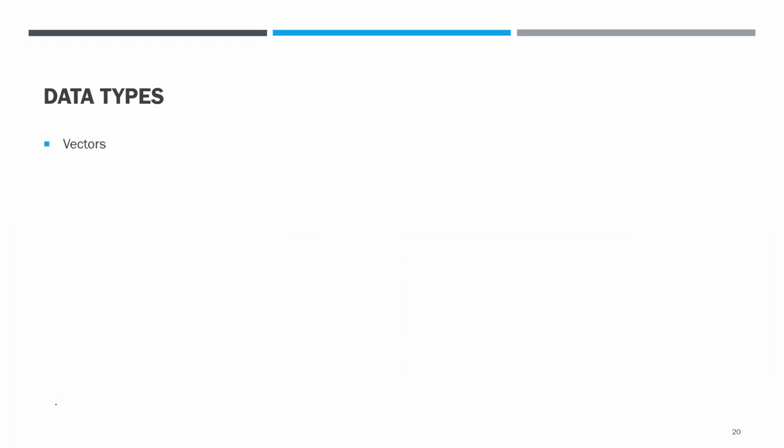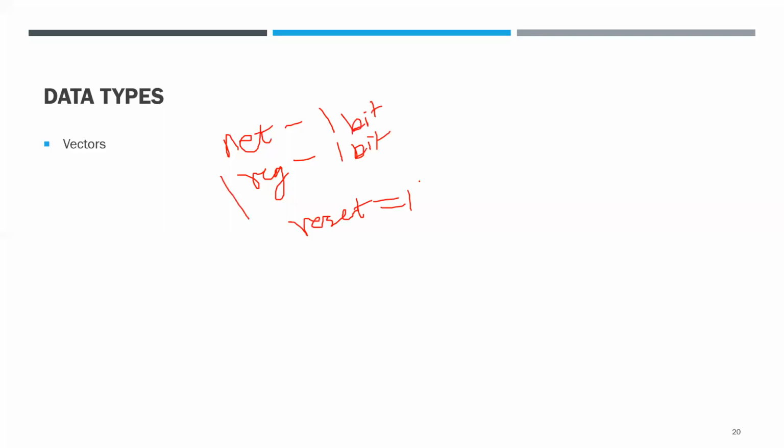So next, what we have to look at is what is meant by vectors. Previously in net and reg, we observed that by default they are one bit each. In reset, we assigned the value for the reg data type reset. We wrote one bit binary and some 0 or 1, wherein it was just one bit. Such information, which refers to just one bit in this case, is a scalar representation.